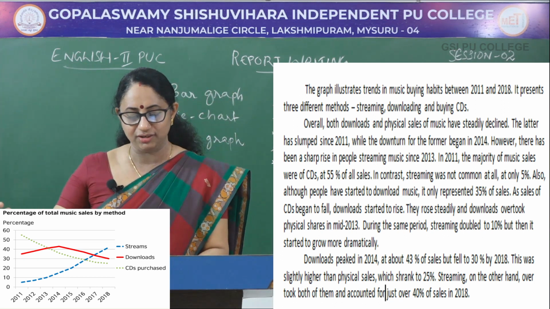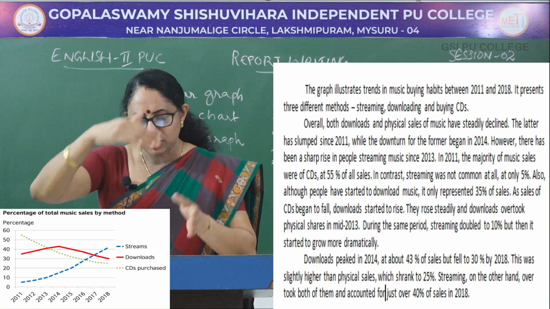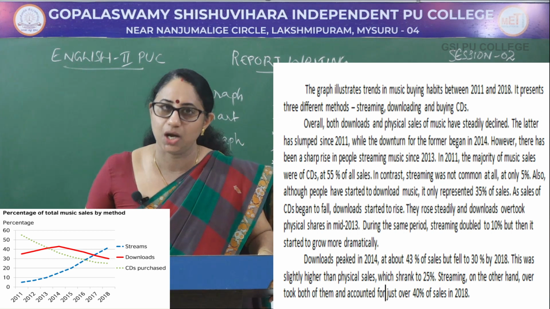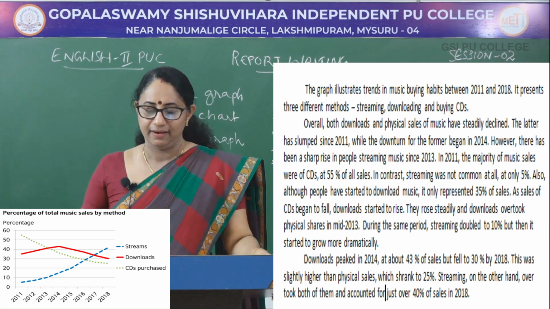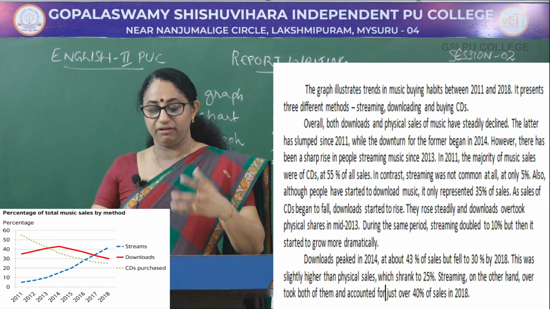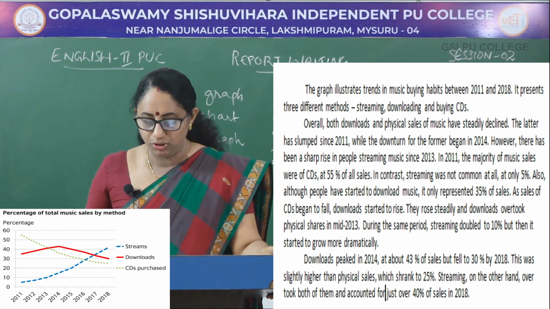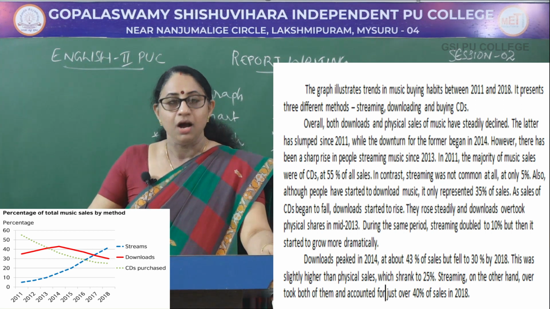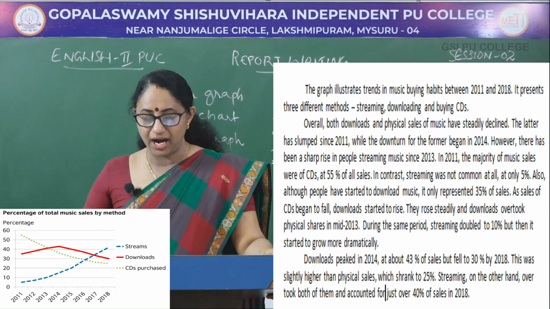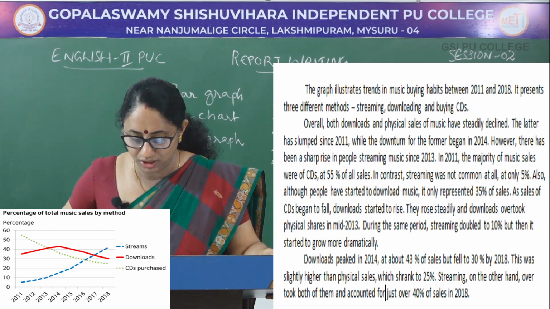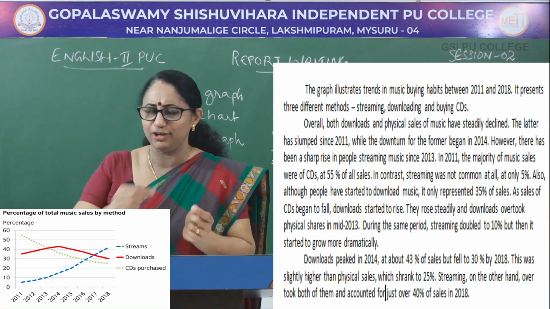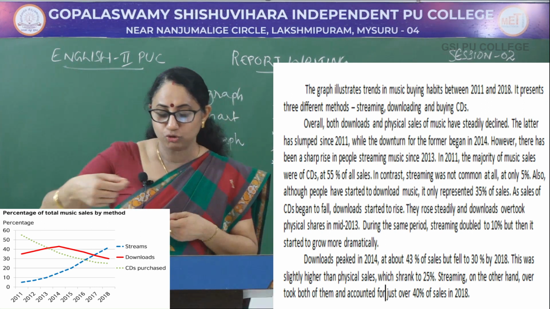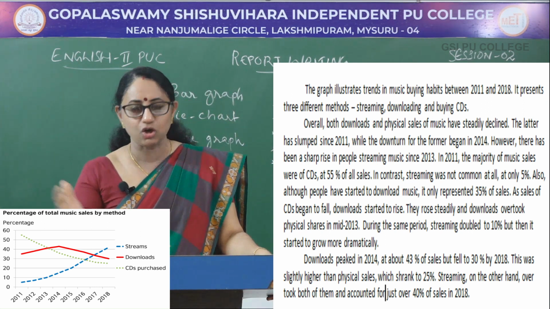So what is that latter? Latter speaks about CDs, and since 2011 you find that the sales of the CDs is going down, is on decline. And what about the former? The former refers to the downloads, and it has gone up, and from 2014 you find it in declining way. However, there has been a sharp rise in people streaming music since 2013. Now up to 2013 you find streaming was not a much preferred method of buying music, but from 2013 you find a steady rise. So that is also mentioned.